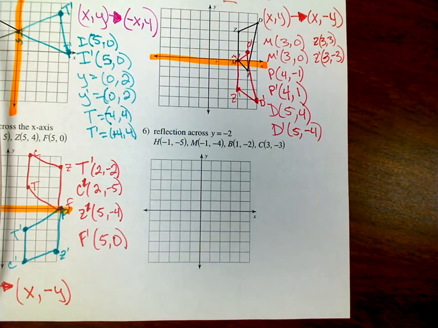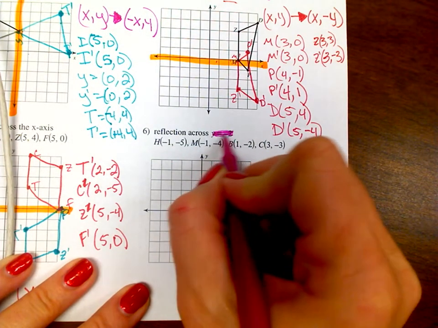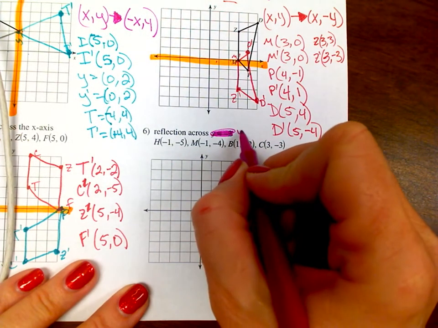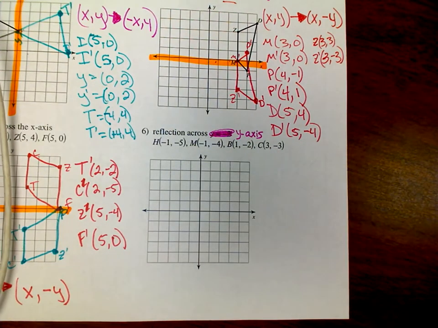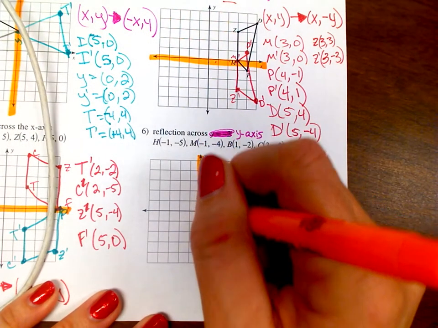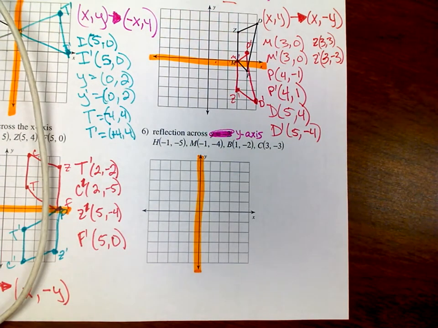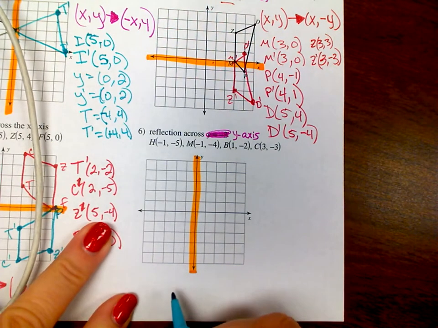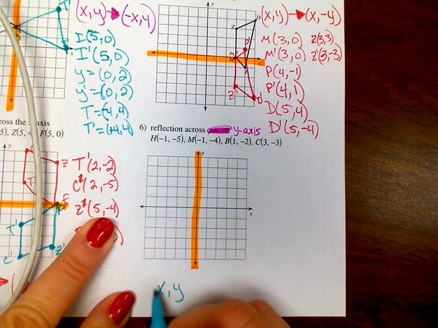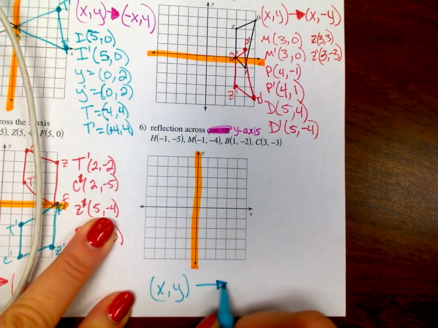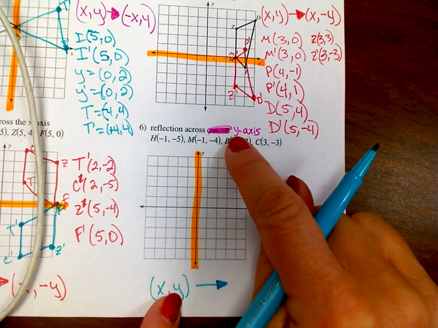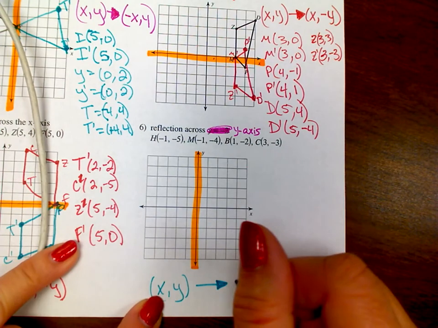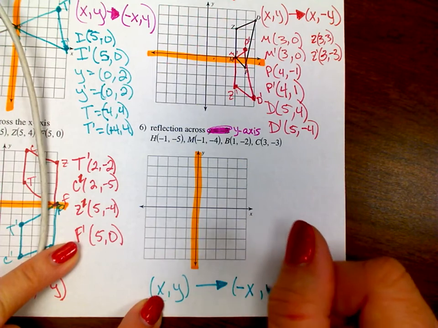Number 6. And we are going to change this to be the y-axis. So I want to highlight it so I make sure it's going over the y-axis. So let's write the rule. X, Y, and that's reflecting over the y-axis. It's going to affect the x. Opposite of your x, y.